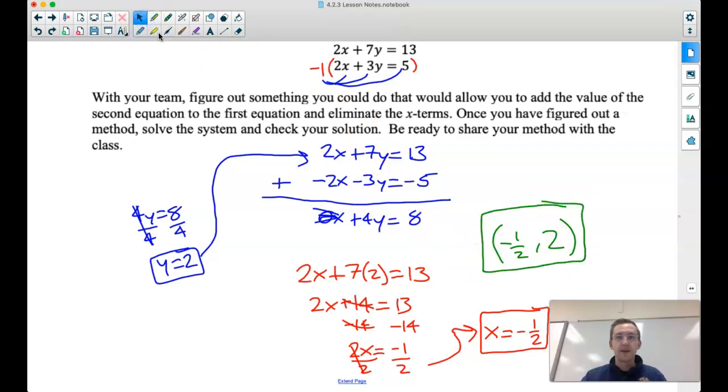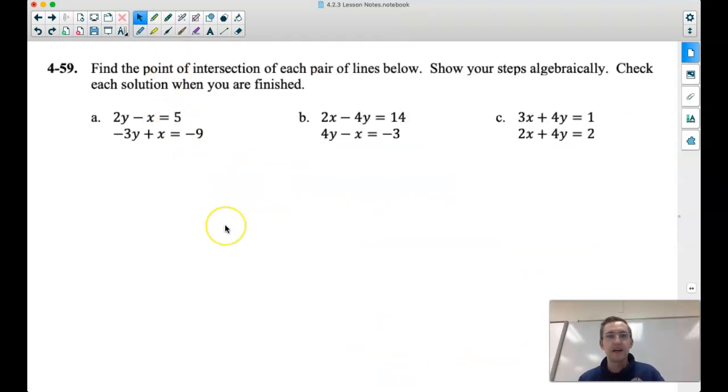All right, folks, we're going to stop there for today. I would recommend that you do 59 on your own. I'll fill these out for the filled in notes. It's good practice as well with a new concept.